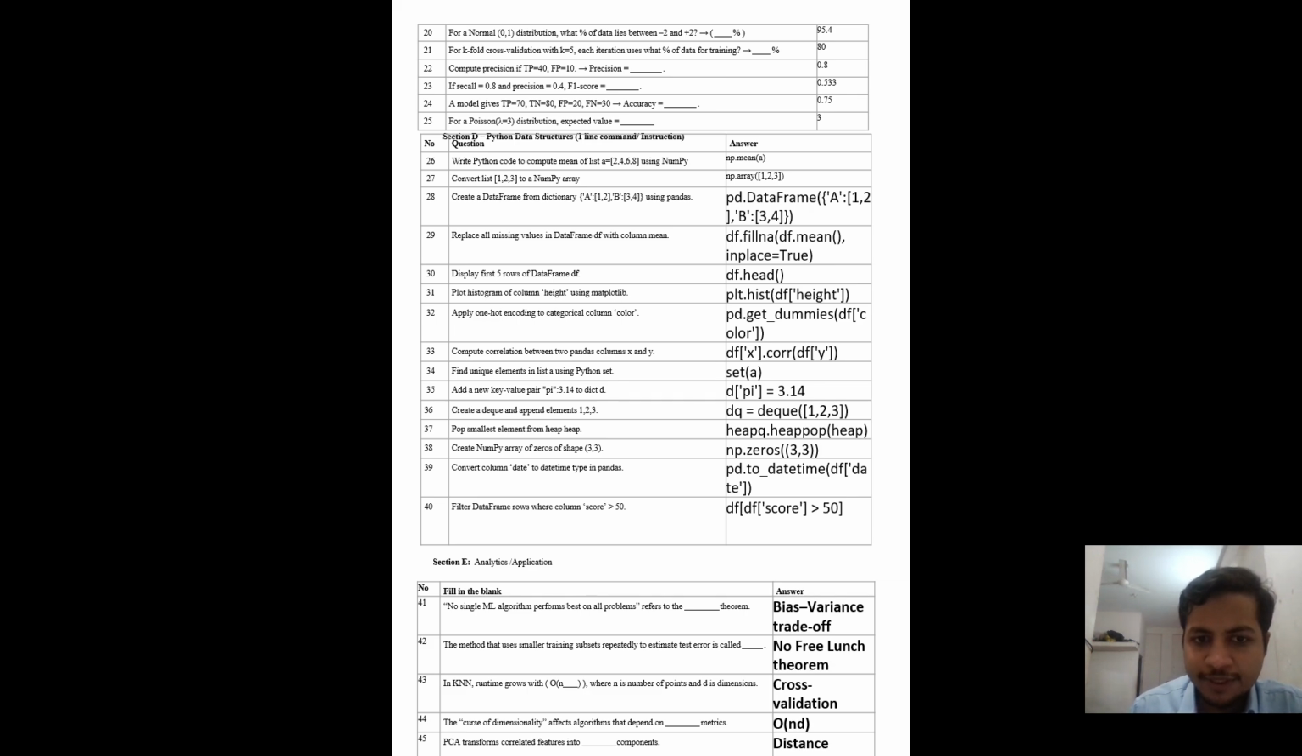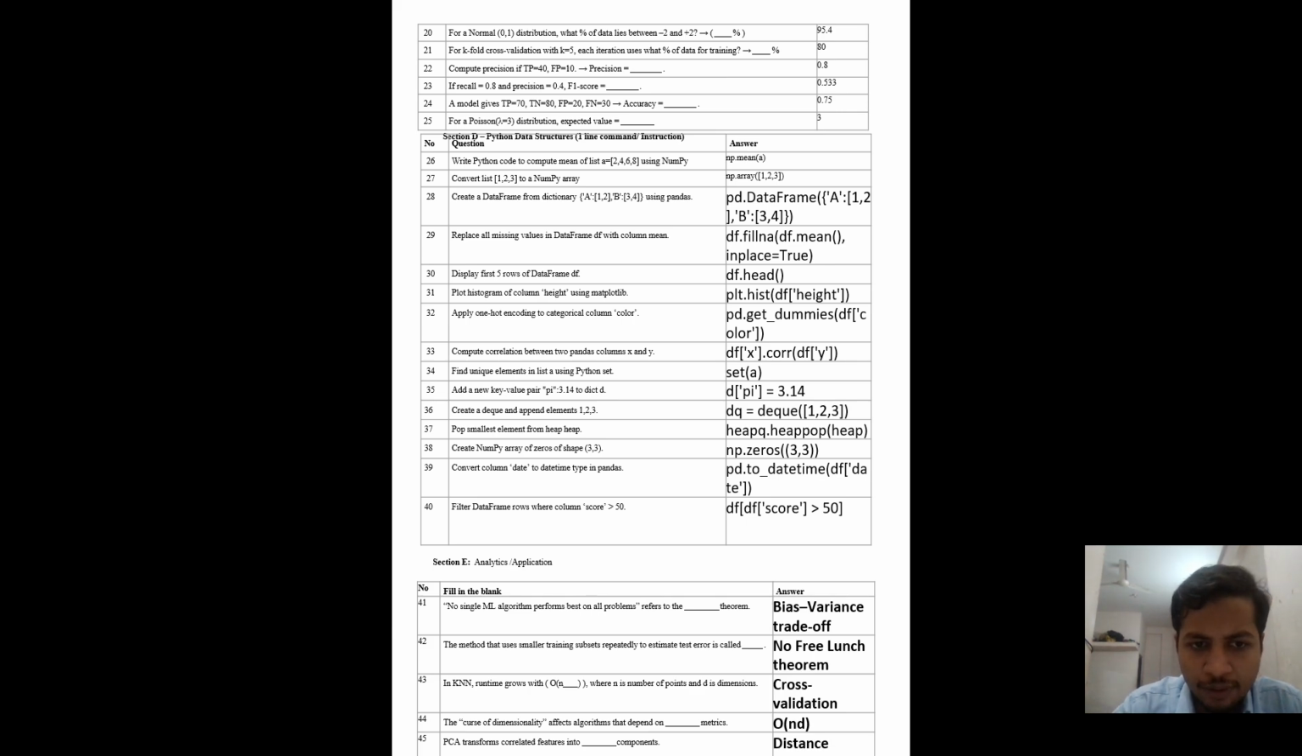Find unique elements in a list using a Python set. We know that a Python set stores only unique elements, and we have to find the unique elements from a list. So we just pass that list into the set function, set(a). 35th question, add a new key value pair, pi 3.14, to a dictionary. So we just write pi in the subscript operator, with 3.14 as the value. Create a deque and append elements 1 to 3. First we have to create a deque and then append 1 to 3. So for that we write dq = deque([1, 2, 3]).